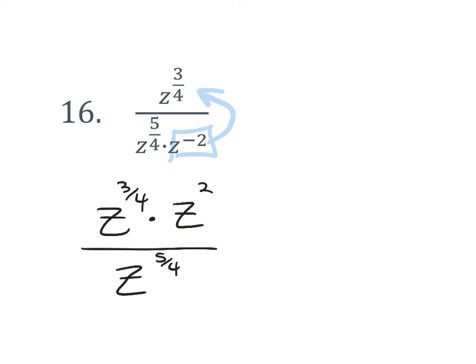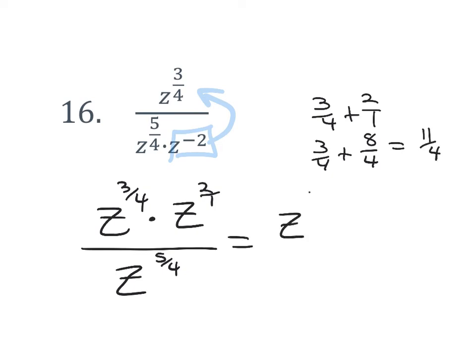Next, what I'm going to do is add the numerator exponents. So here we go. This does not have a common denominator, so I need to find a common denominator. So I'm going to be adding 3/4 plus 2/1. So I would find my common denominator. It's going to be 4. So this would become 8/4. So this would give me 11/4. So the numerator is now z to the 11/4 power.